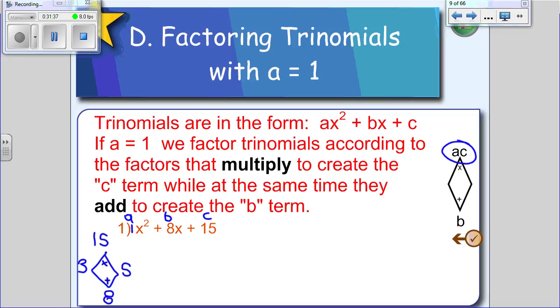So what I like to do is draw in brackets, because I know I'm going to get two binomials. I know when I'm done, I'm getting two binomials. Guarantee it.